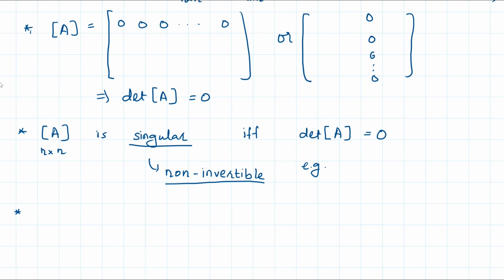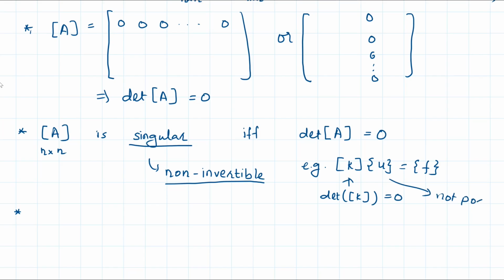So in the example of our system of linear equations, the matrix K times the displacement vector U is equal to some force vector F. If our matrix K is singular, meaning the determinant of matrix K is 0, then the solution for U is not possible. Okay?